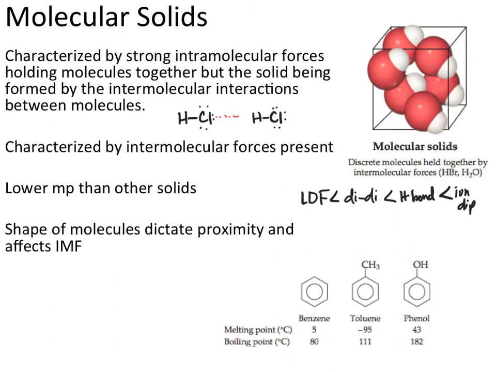So something to mention is the shape of molecules. Again, remember the shape of your molecule is going to dictate the overlap or the proximity that the molecules can have to one another. And so your shape can also affect the ability of the intermolecular forces to form. So we want to make sure we apply all those thought patterns to our molecular solids when we're identifying them.